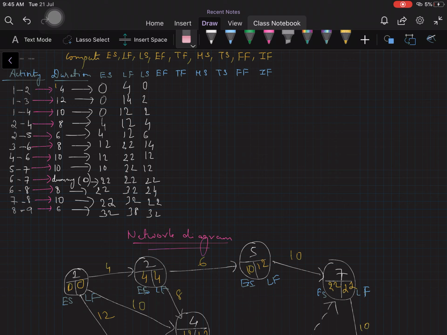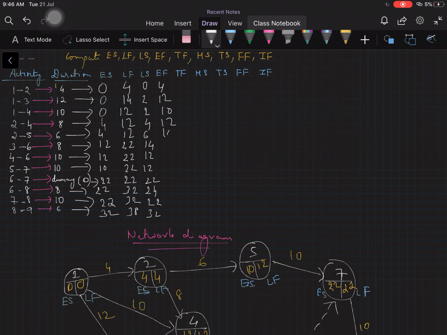Now early finish. Now when do you say you finish an activity early? Only when you start an activity early. So early start plus time gives you early finish. I repeat, early start plus time gives you early finish. So basically you need to add these two columns, and you get numbers. So that is 4 plus 0 is 4. Then 12 plus 0 is 12. 10 plus 0 is 10. 8 plus 4 is 12.